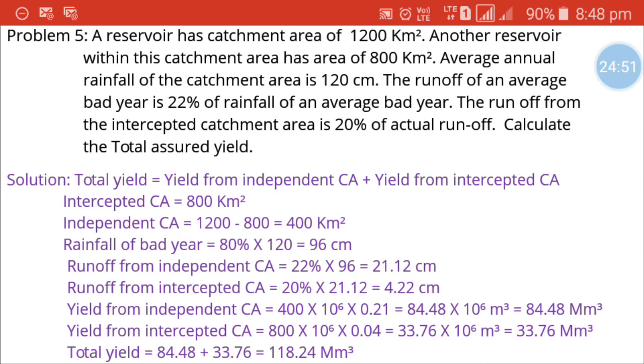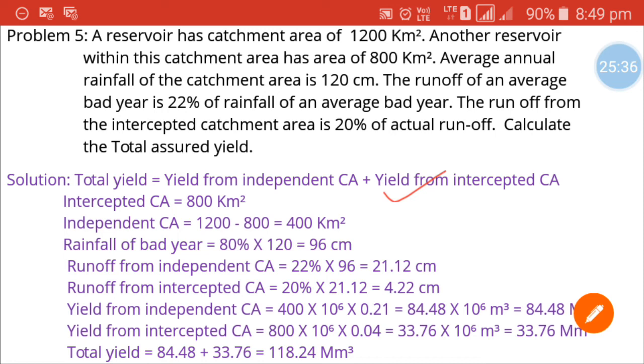So in this problem we have to calculate the total assured yield, the total yield. Here it means that there are two catchment areas. One is the intercepted catchment area and the other is the independent catchment area. The total catchment area is 1200 square kilometer. From that you have to find out the intercepted and the independent catchment area values. So total yield will be equal to the yield from the independent catchment area plus the yield from the intercepted catchment area. So I have to find out these two values separately.